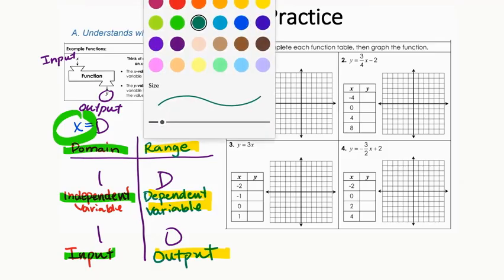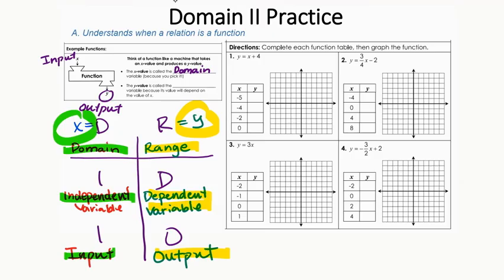Let's do the math here. I'll teach you the easiest way. There's an easiest way for this. If you see this, complete the function table, then graph the function. Because you're testing, I'm not teaching you like a high school student. I'm teaching you how to pass.